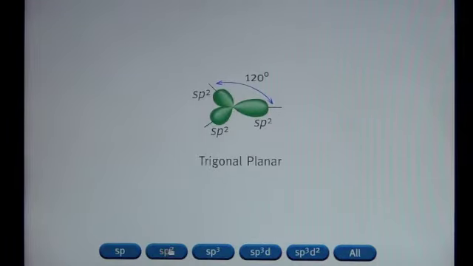If we would like three areas of high electron density around a central atom, then you're going to need sp2 hybrids. And as you see in front of you, this would be called a trigonal planar arrangement, and the bond angles between these hybrids would be 120 degrees. So what does it take to actually make sp2 hybrids? You have to put in three atomic orbitals to be able to make these three hybrid orbitals. So let's take a look at how we're going to make sp2 hybrids.